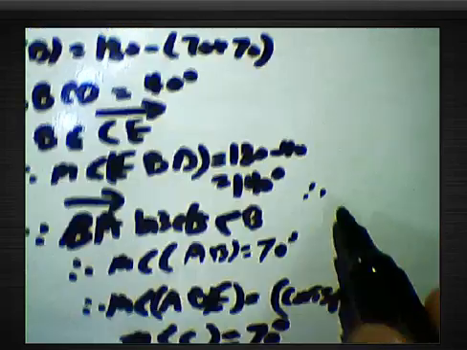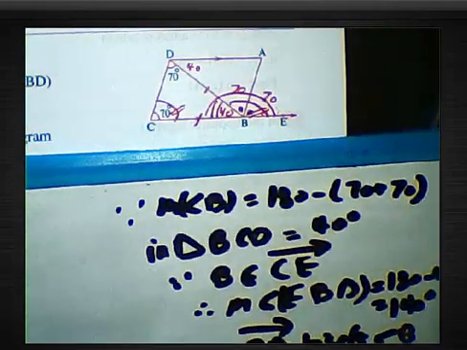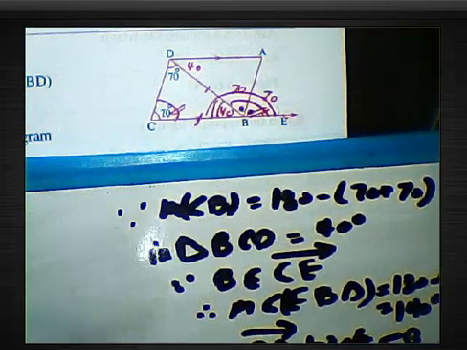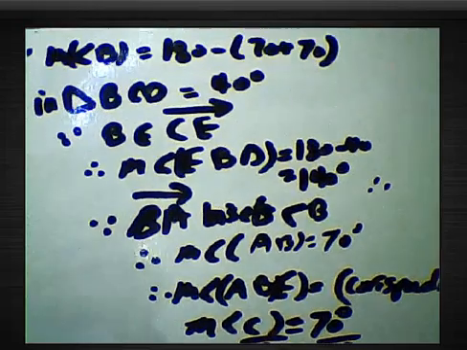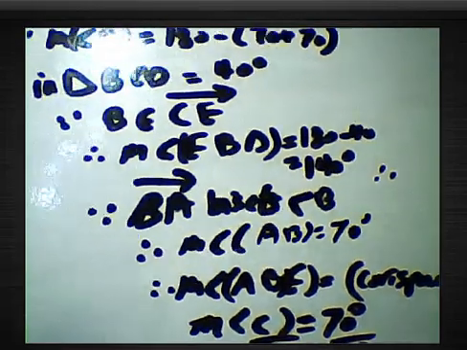And then ABCD is a parallelogram because AB is parallel to CD and AD is parallel to BC. Then we have a parallelogram. Understood? Okay.